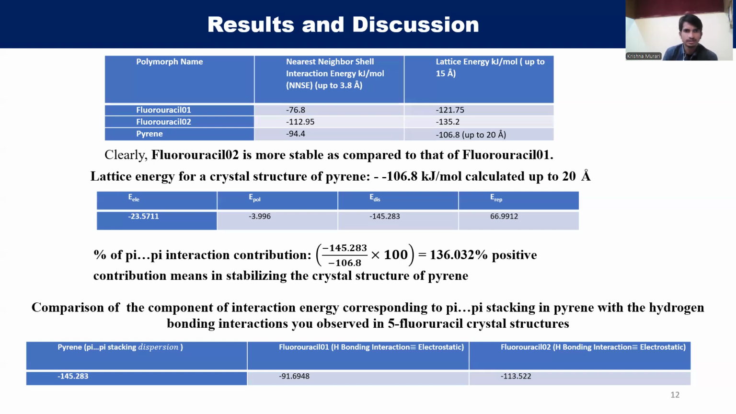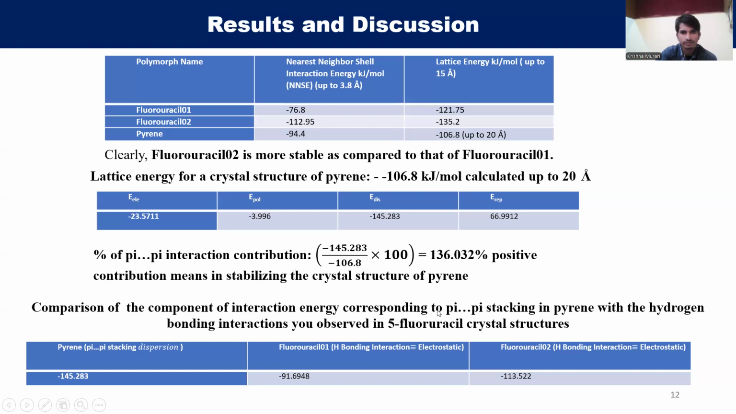Similarly, the pi-pi interaction, which is nothing but the dispersion energy contribution to the lattice energy, can also be calculated using the same method. Its percentage contribution comes out to be 136.032%, which means it has a positive contribution in stabilizing the crystal structure of pyrene. Here there are four different types of interactions: electrostatic, polarization, dispersion, and repulsion. Electrostatic, polarization, and dispersion are positively contributing to the overall stability, whereas repulsive forces are negatively contributing. Positively means they are stabilizing the crystal structure of pyrene, and repulsive forces are destabilizing the crystal structure of pyrene.